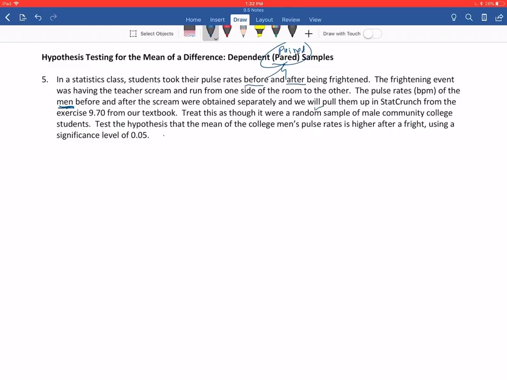We are going to have to decide which is sample 1 and sample 2, so I'm just going to let before be sample 1 and after be sample 2. That seems logical. I'm going to write my hypotheses. So my null will be that they're the same, that the mean before is the same as the mean after. But in StatCrunch formatting, the way you'll see that is before minus after equaling 0. They're the same.